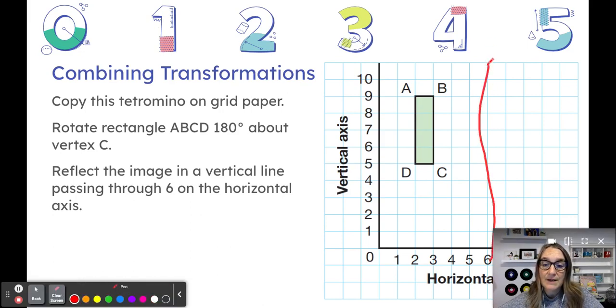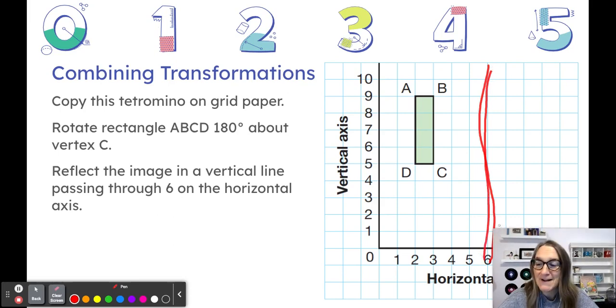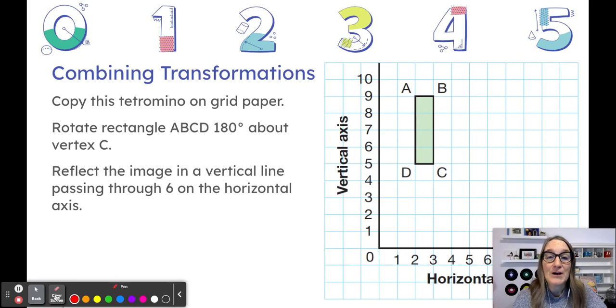You will use a ruler and do a much better job than what I just did freehand with my mouse. But that is about where our line will be, going right through 6 on the horizontal axis. And remember, our point of rotation is here on vertex C. That's supposed to be a star. Please work with me on this. Use a ruler, be neat, and do better than I am.